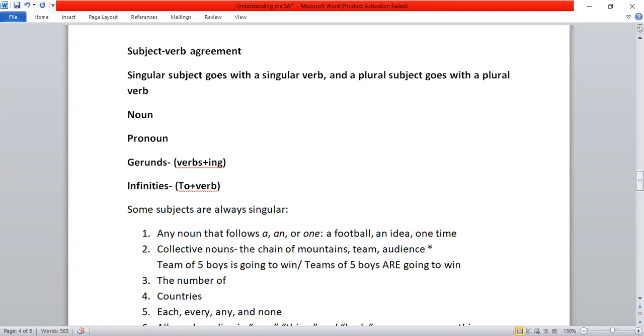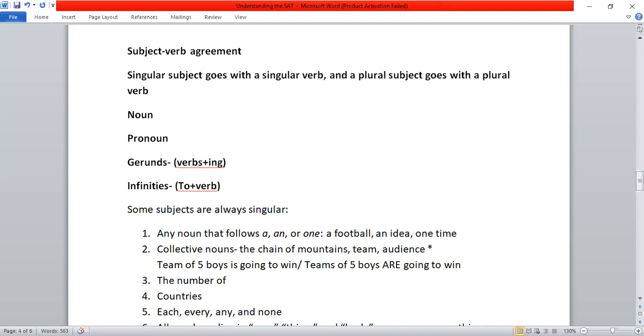All right. So what all subjects are singular? A, an, anything with one, or collective noun. But remember that there's an exception. If your collective noun itself becomes plural, the noun itself changes its usage, then we can use a plural verb also. All right. Next, the number of. It's always singular no matter what.